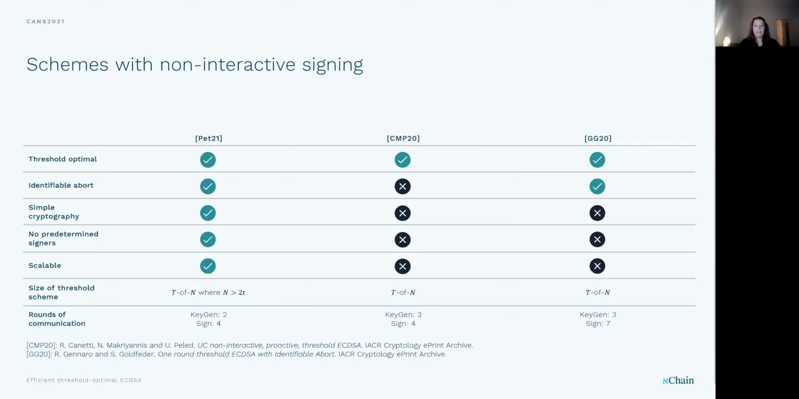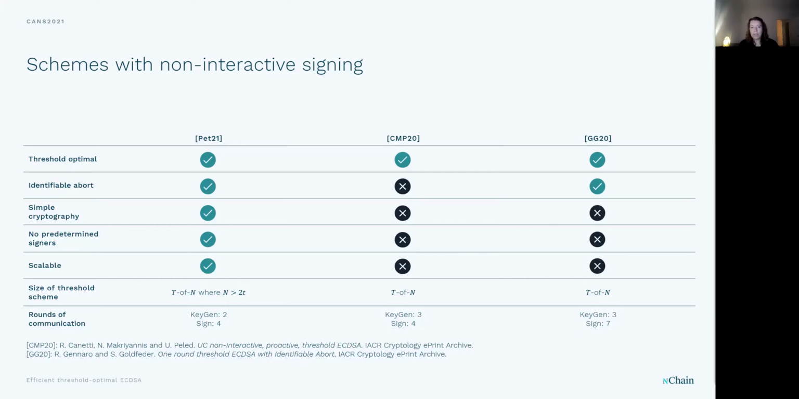Okay, so the last thing that I'd like to do is to compare with some recent results. These offer the same functionality of this non-interactive signing. They also split their signing protocol into first a few pre-computation rounds, and then one final round that is non-interactive. So they're all threshold optimal. And then the scheme presented today, along with the scheme by Gennaro and Goldfeder, offers identifiable abort. Then the scheme presented today is the only one that doesn't have any homomorphic encryption or zero-knowledge proofs. And that also lends itself to there being no predetermined signers in the non-interactive signing step.